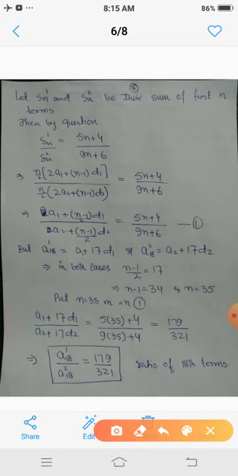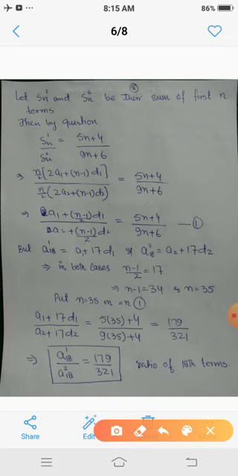But S1n becomes n/2 [2a1 + (n - 1)d1], because it is the sum of the first n terms of the first sequence, and S2n becomes n/2 [2a2 + (n - 1)d2], which is the sum of the first n terms of the second sequence, and the ratio is (5n + 4)/(9n + 6).